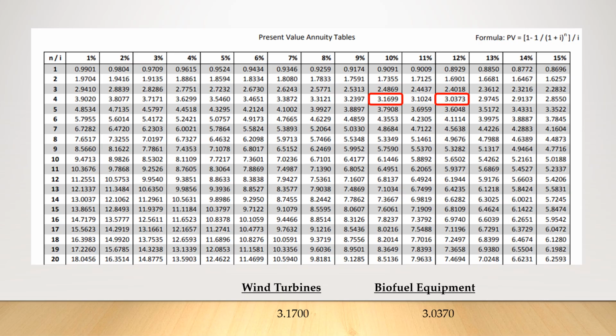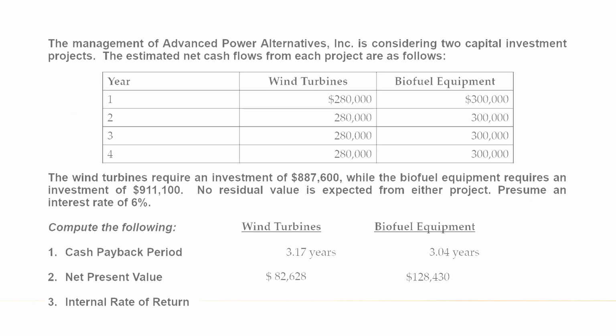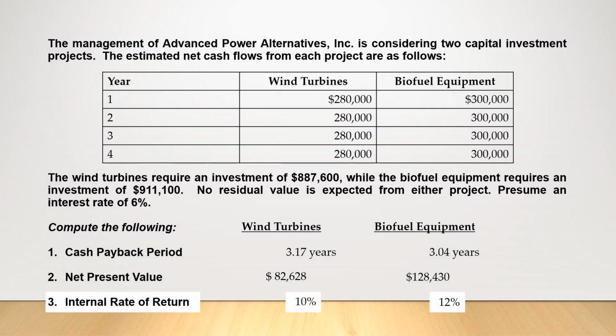Therefore, the wind turbines have an IRR of 10%, and the biofuel equipment has an IRR of 12%. So which of these projects is the better investment? The biofuel equipment. This project has a slightly shorter payback period, so we would get our investment back just a little bit faster. It also has a higher net present value and a higher rate of return.